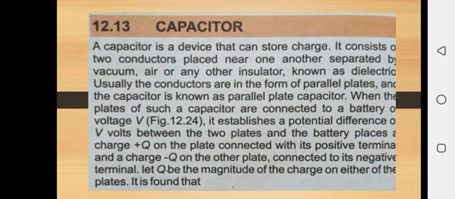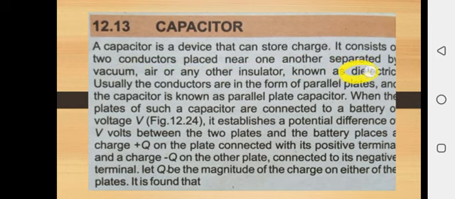So what is a capacitor? A device which is used to store charge is known as a capacitor, and it consists of two conductors. As I have told you, two metallic plates. Metals are conductors, so in place of simple conductor, you can say it consists of two metallic plates. Both plates are placed near to one another, and they are separated by a distance D, and in between these two plates there is a medium, maybe air, vacuum or any insulator. These are known as dielectric.